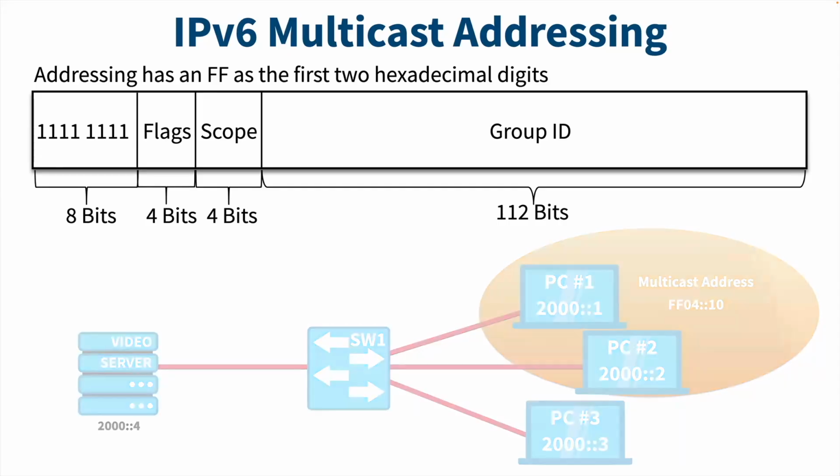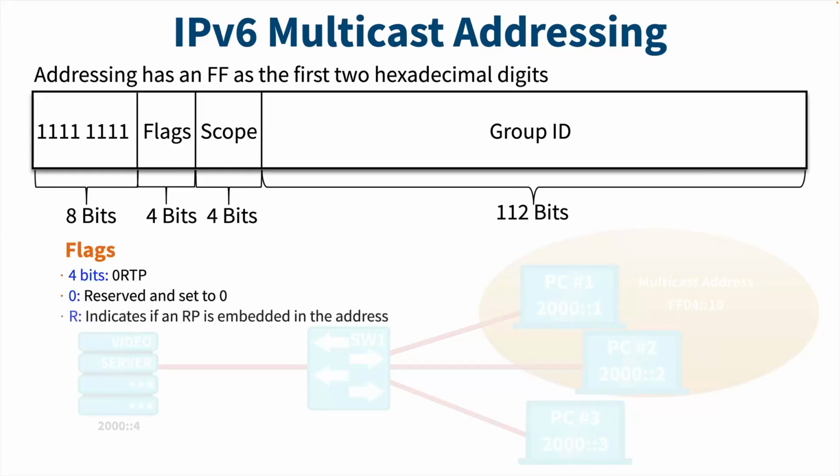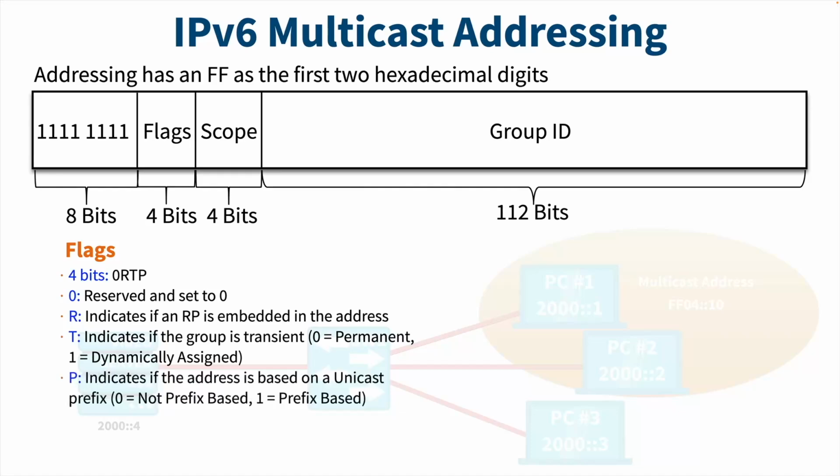Now let's consider those 4 flag bits. The original intention of those flag bits was to describe how this multicast group is going to be used. And we call them the 0 RTP bits. The 0 bit is always a 0, and for completion's sake, you might see it in some of the literature, I went ahead and showed you the original intent for the R, T, and P bits, but in modern multicast networks, the 0 bit, the R bit, and the P bit, they're always going to be zeros. The only bit that we really care about today is the T bit.